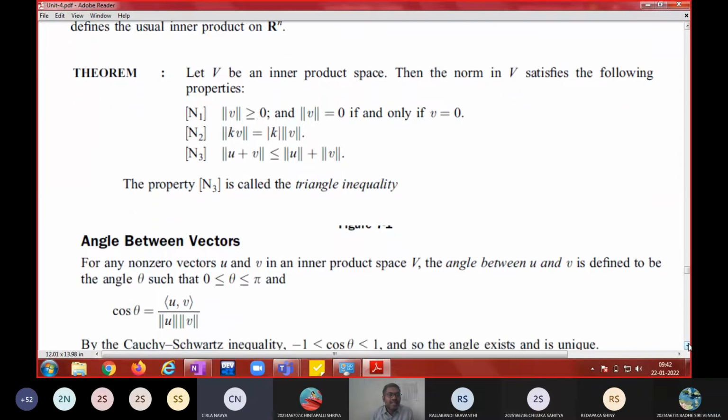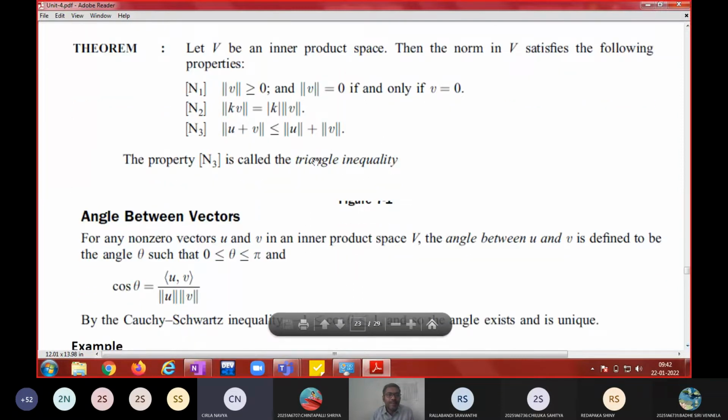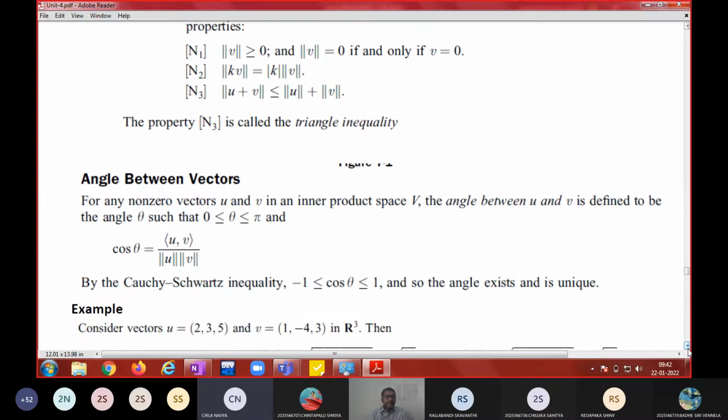Okay, and these are the properties of norm. Norm is always greater than or equal to 0 because norm is square root of inner product. Norm equal to 0 only when v equal to 0. Norm of k into v is modulus of k into norm v. Norm u plus v is always less than or equal to norm u plus norm v. Basically norm is a square root, so if you are bringing the scalar out of the square root, you have to put a modulus, because you know square root of 4 equal to plus or minus 2, like that. The last one is called triangular inequality.